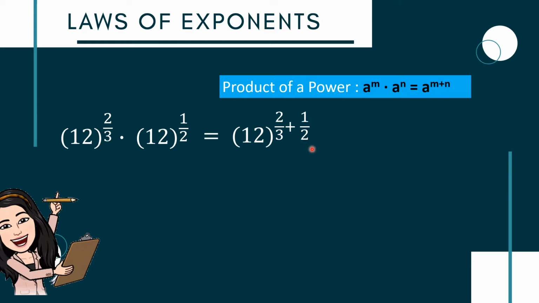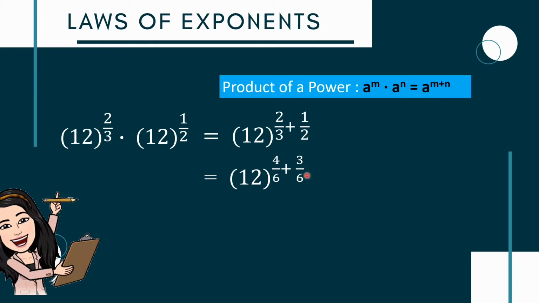How? By getting the LCD. What is the LCD between 3 and 2? That is 6. So therefore, we will have 6. How did it become 4 over 6? The LCD 6 is copied here, then divided by our denominator. 6 divided by 3 is 2. After that, the 2 is multiplied by our numerator. 2 times 2 is equal to 4. That is why it became 4.